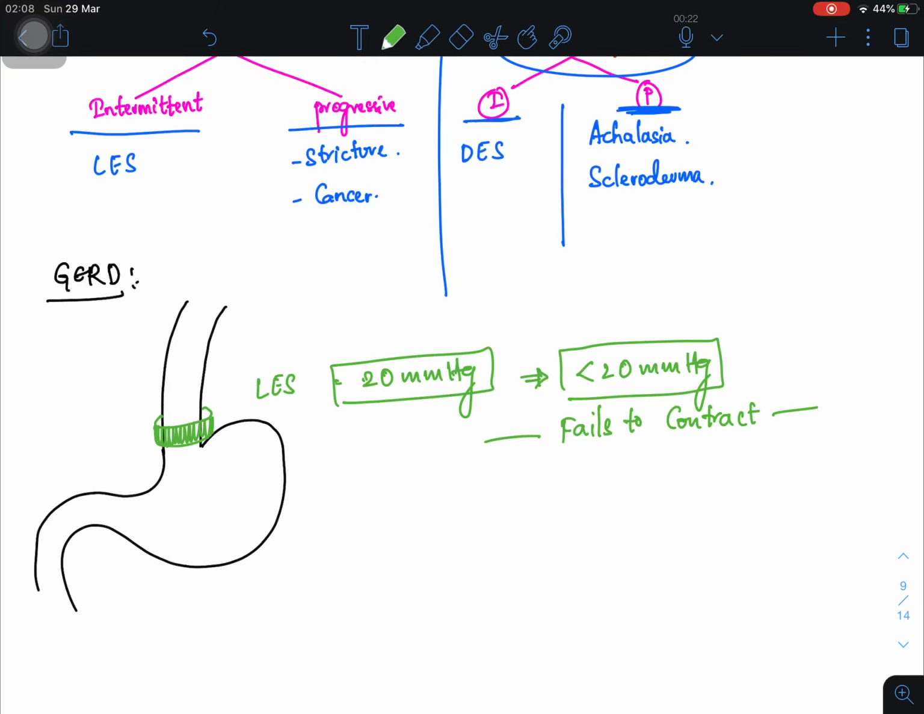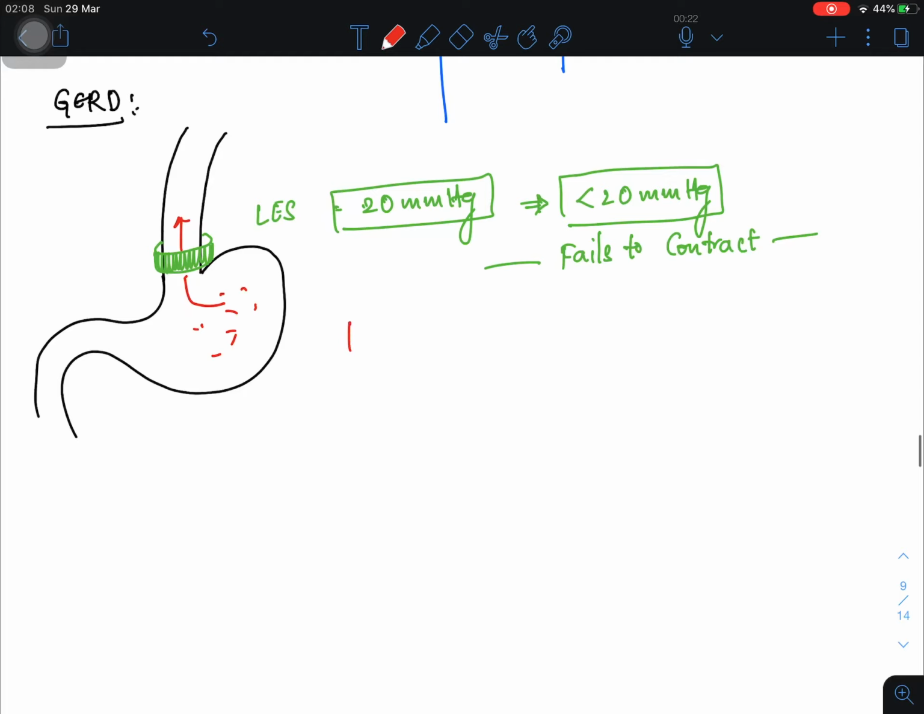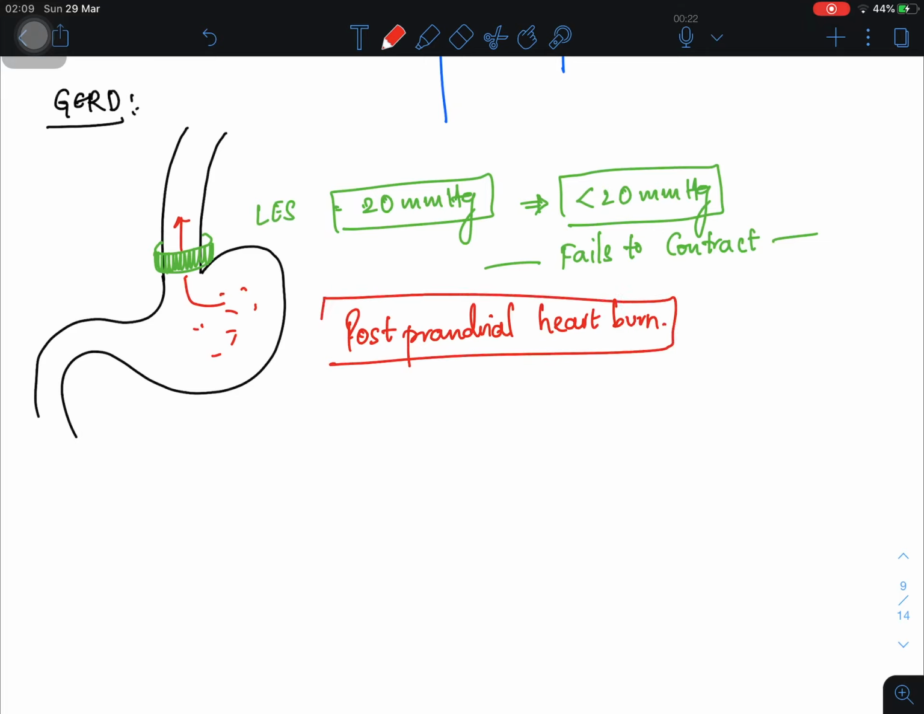So when the sphincter fails to contract or constrict, what will happen? The food material which is in the stomach can regurgitate up into the esophagus. So the patient will be having pain, heartburning pain. When he has heartburning pain after eating food, you call it postprandial heartburn. So the patient will be having postprandial heartburn.